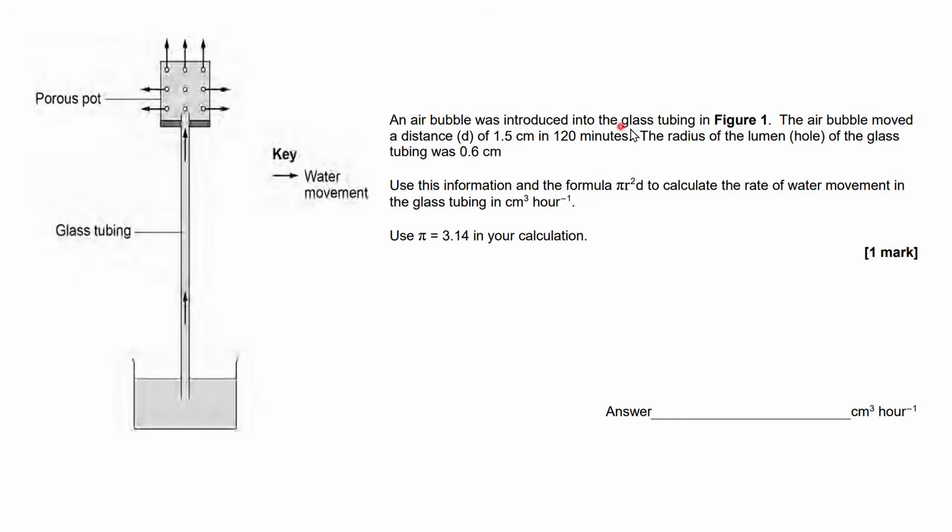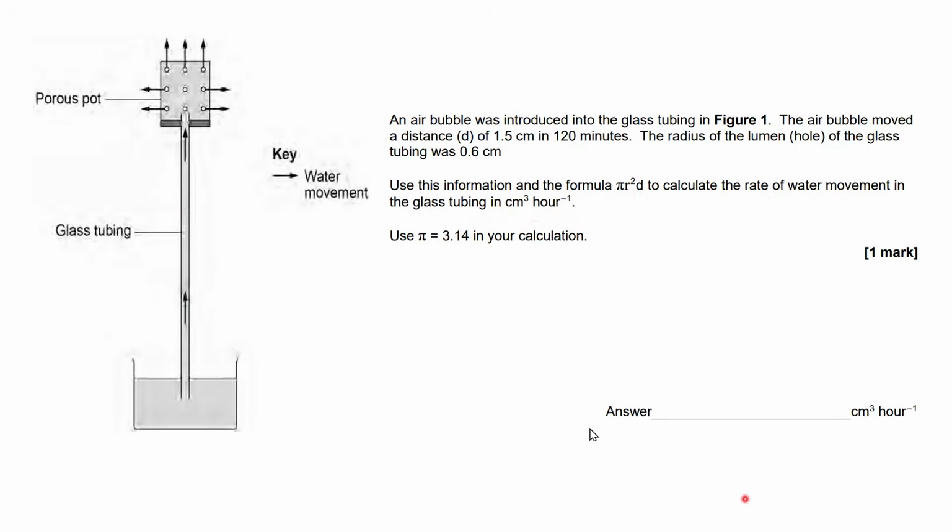An air bubble was introduced into the glass tubing in figure one. Here's figure one. The air bubble moved a distance d of 1.5 centimeters in 120 minutes. The radius of the lumen hole of the glass tubing was 0.6. So the radius is 0.6. It's moved 1.5. Use this information and the formula pi r squared times d to calculate the rate of water movement in the glass tubing in centimeter cubed per hour. Use 3.14 in your calculation.